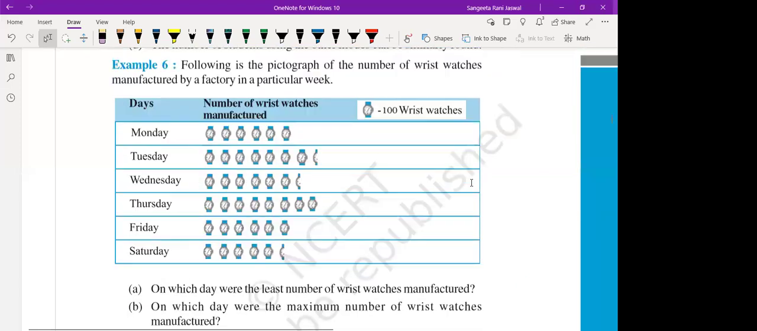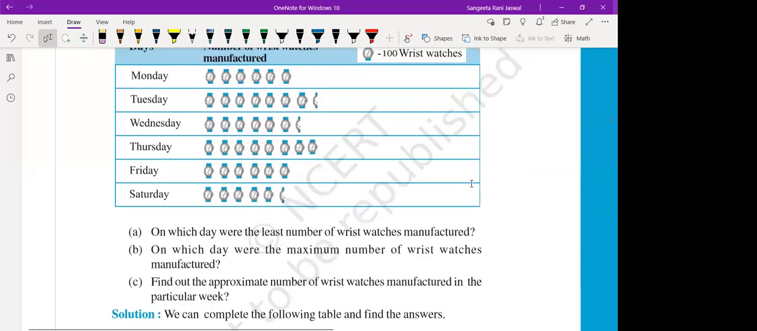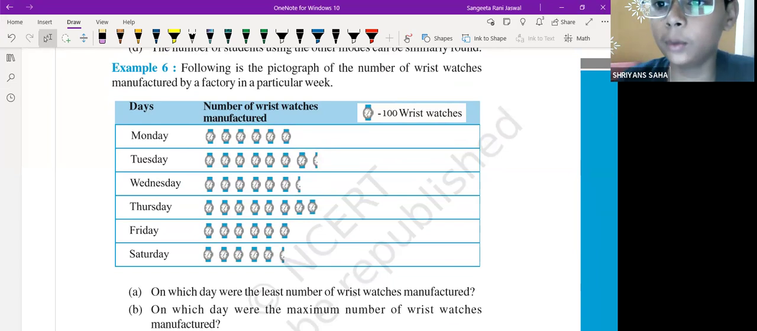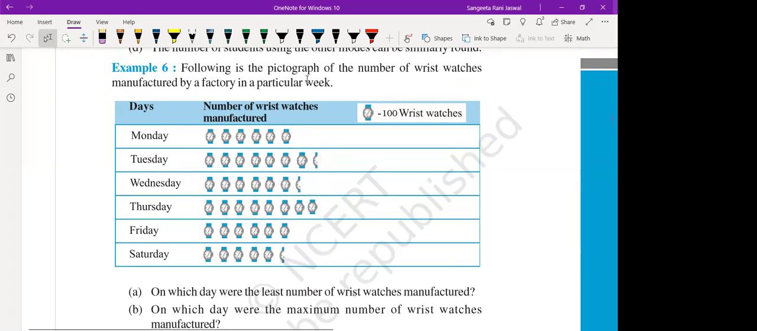Okay, let's see now. In this example, you are asked some questions. Okay, let's read this example. Yes. Neha, read the question. Neha is here. Neha, Trilokya is here. Trilokya, Neha. No response. They both didn't join now. Okay. Shreyanshi, read the question.